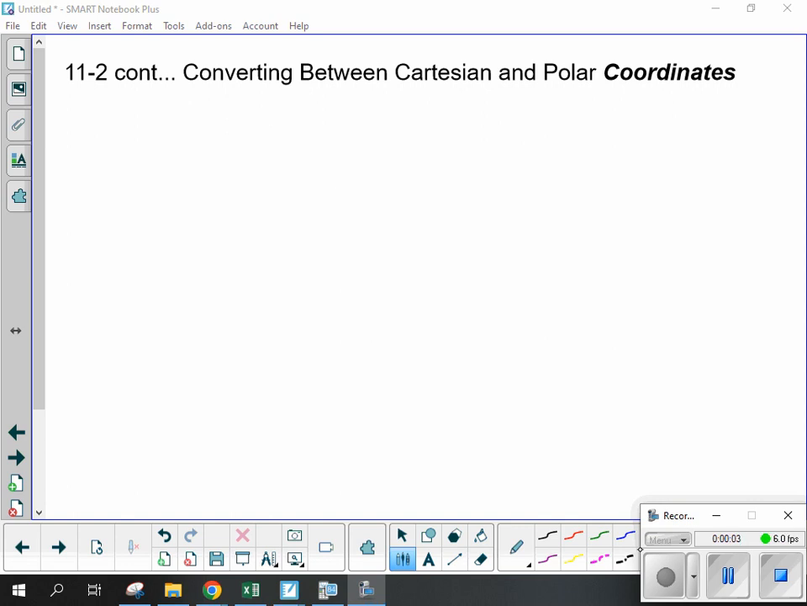Before we take a few notes, if you have not checked the answer key from last night's exploration, please make sure you do that. In particular, look over question number 5 that asks you to transform that Cartesian form.